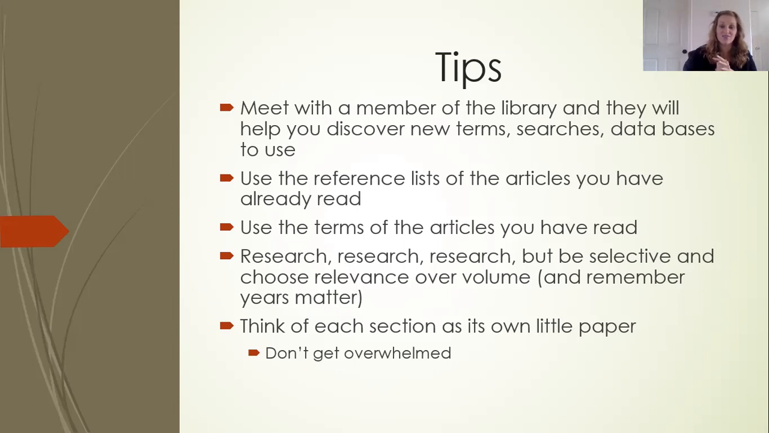Use the reference list of the articles that you've already read. If you read an article that's really, really great and very relevant to what you're studying, look at their resource list. See where they gathered their information. It's great that you have what they discovered at the end, but you also have their history section. So use the sources that created their history section and go back to the original work to see what those authors found previously. So don't make it harder than it has to be.